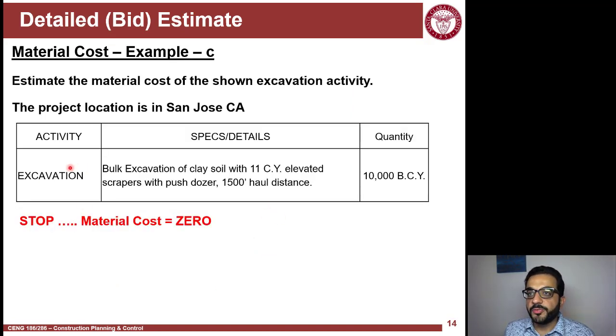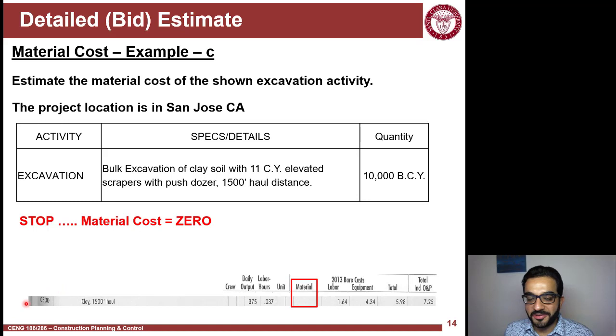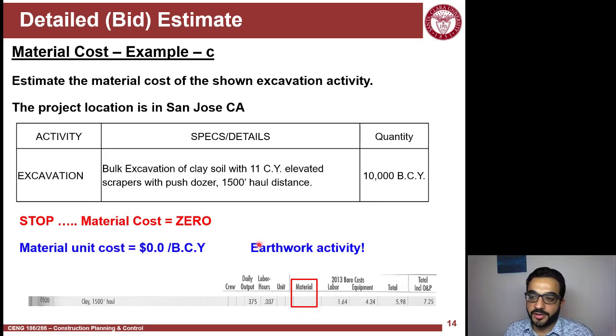Here, for the same activity, excavation, if we examine the line item that we identified from the previous steps for the labor and equipment, I see it is blank for the material cost. So just pause a little and think: why does this activity have zero material cost? Because it is an excavation activity. I'm not using material to excavate, right? I'm just excavating, throwing soil, or moving it. I'm not putting in new material, so there is no material cost. It's an earthwork activity.